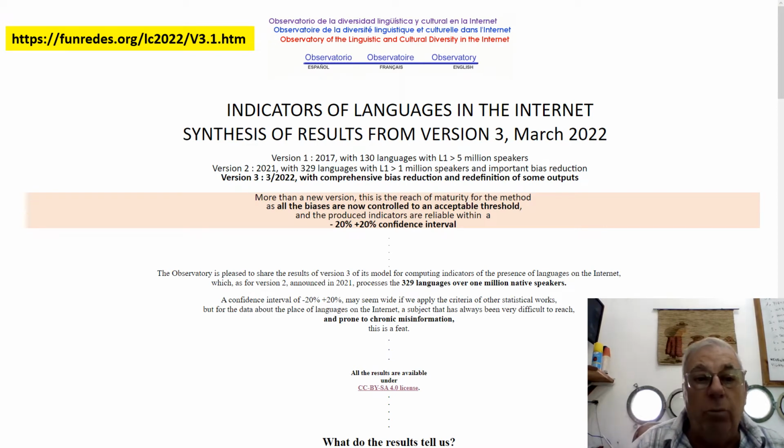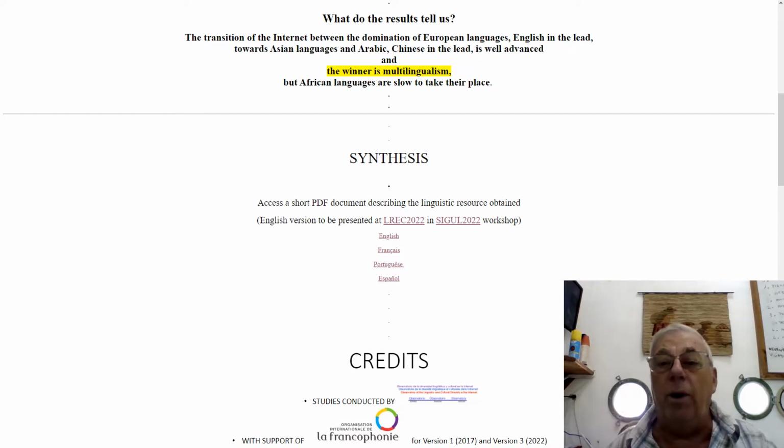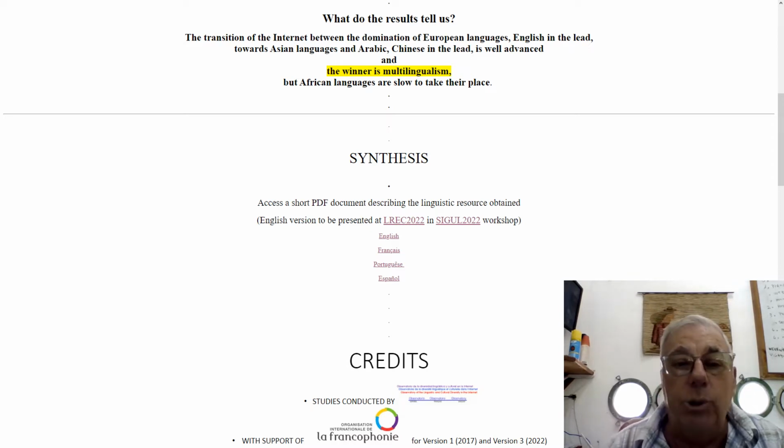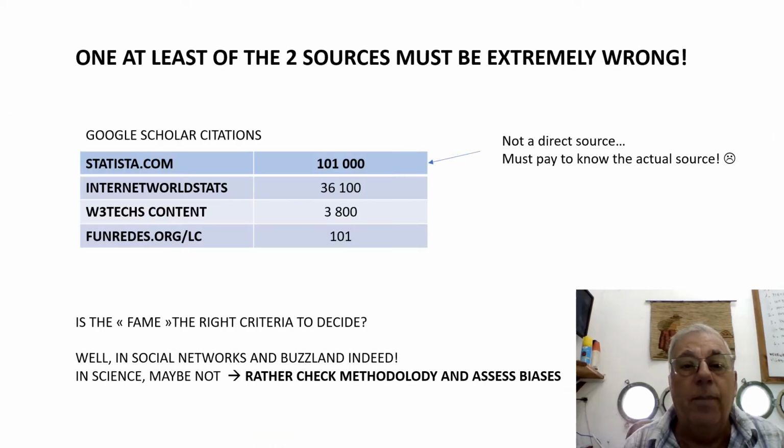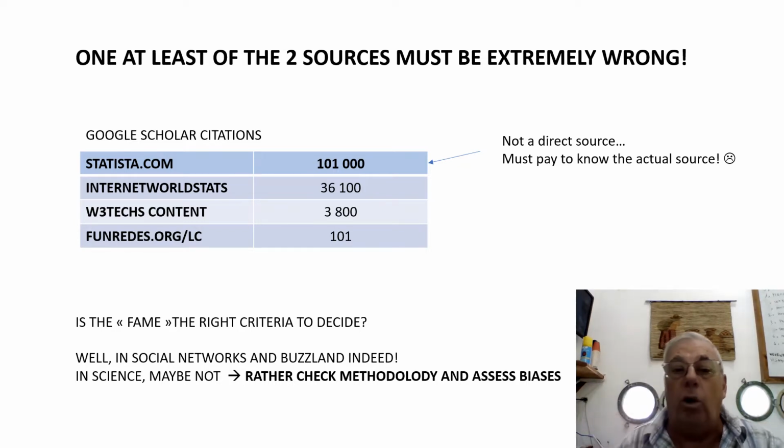At the same time, we publish that the transition of the internet from the domination of European languages, English in the lead, toward Asian languages and Arabic, Chinese in the lead, is well advanced. And the winner is multilingualism. But African languages are slow to take their place. Totally different vision of language on the internet from two different sources. One, at least, of the two sources must be extremely wrong.